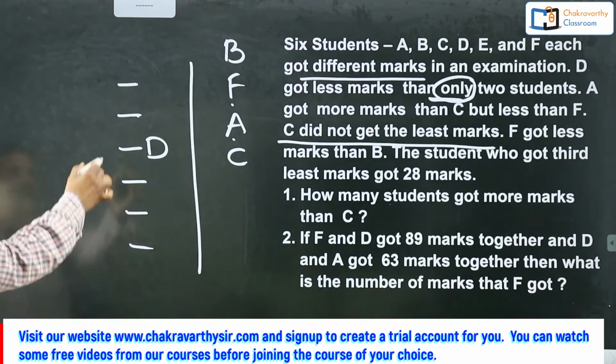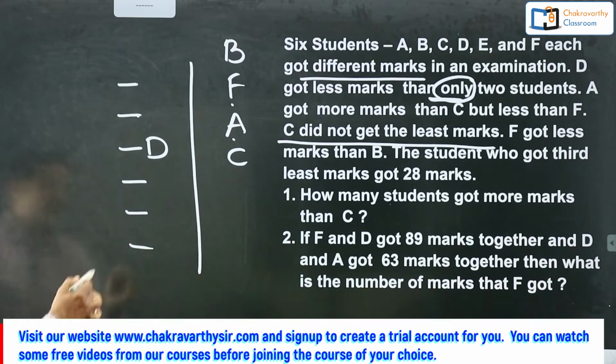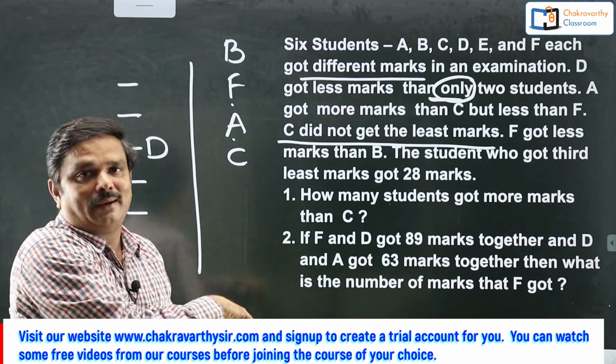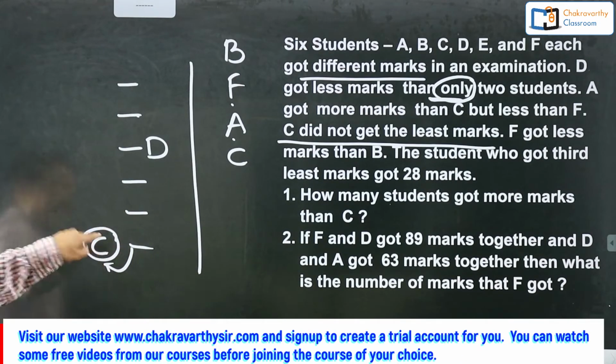Where shall I keep this one? C did not get... so positive on the right side, negative on the left side. C's place is not this one. On the left side I have kept. This basic technique I have given you in the puzzle classes. Alright, C has not got the least marks, so C's place is not this one.